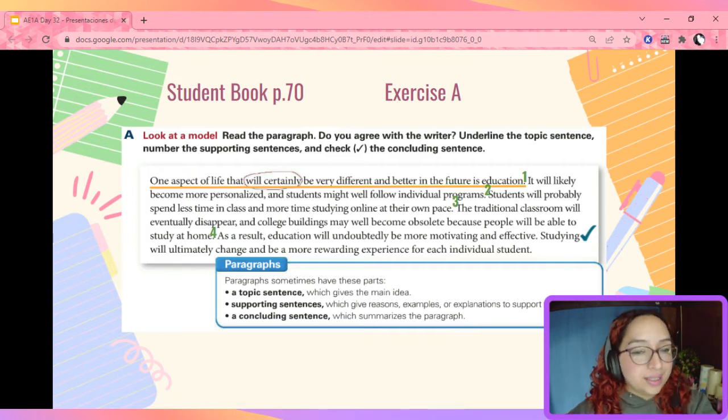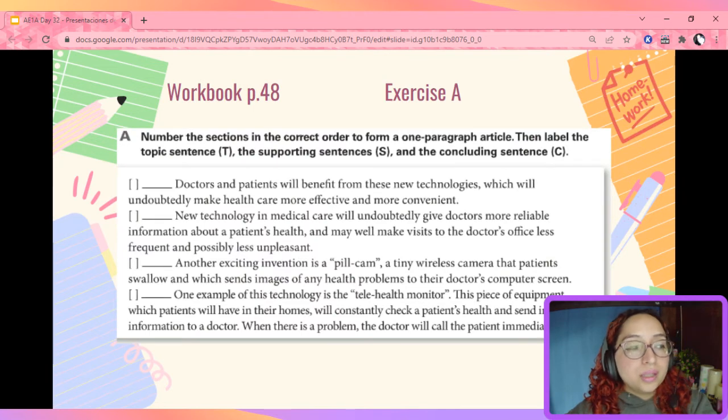Great, let's continue. Now, let's go to your workbook page 48, exercise A. Here, you need to number the sections in the correct order to form a one-paragraph article. Once you finish with that, please label the topic sentence, the supporting sentences, and the concluding sentence, using the letters T, S, or C. Pause the video while you work on this.